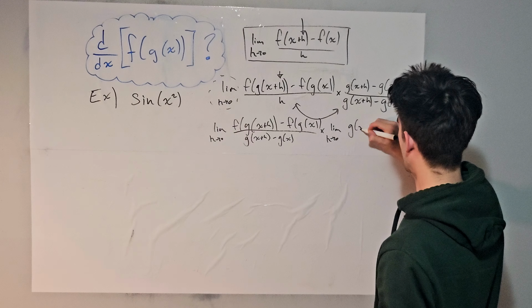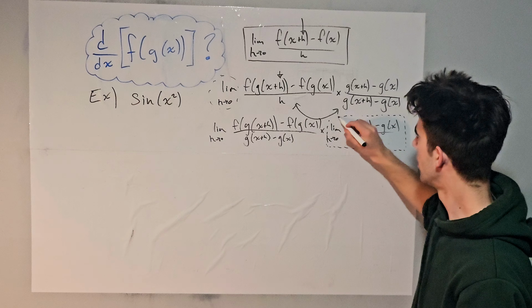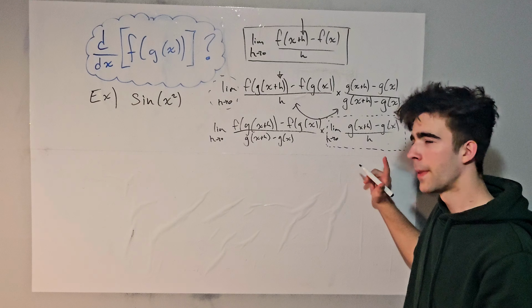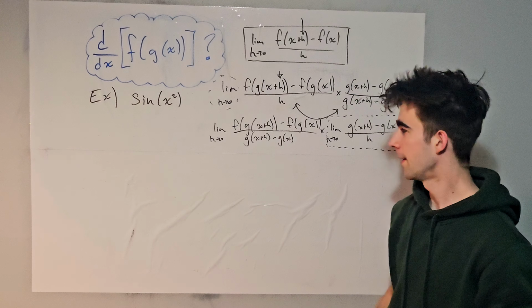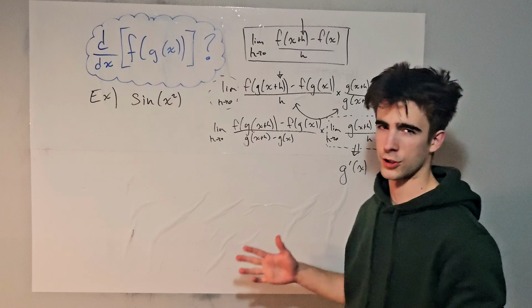Take a look at this part here. The limit as h approaches 0 of g of x plus h minus g of x over h. Hopefully that looks familiar, because that's just our definition for a derivative. And this is with the function g. So this is really just g prime of x. So that's nice. Now all we have to worry about is this fraction.